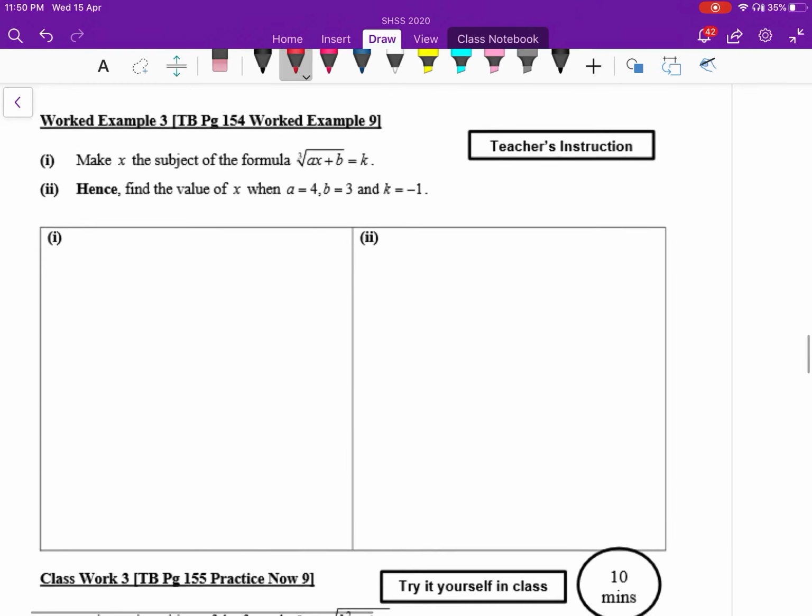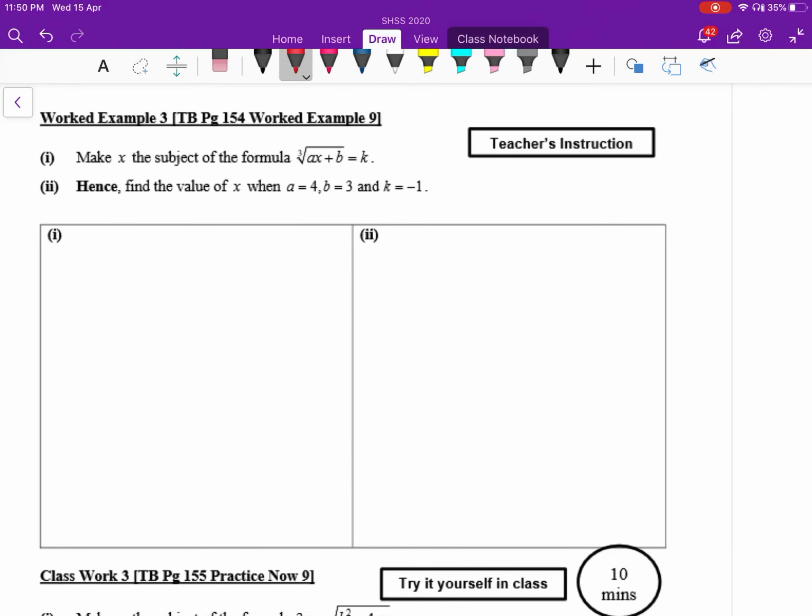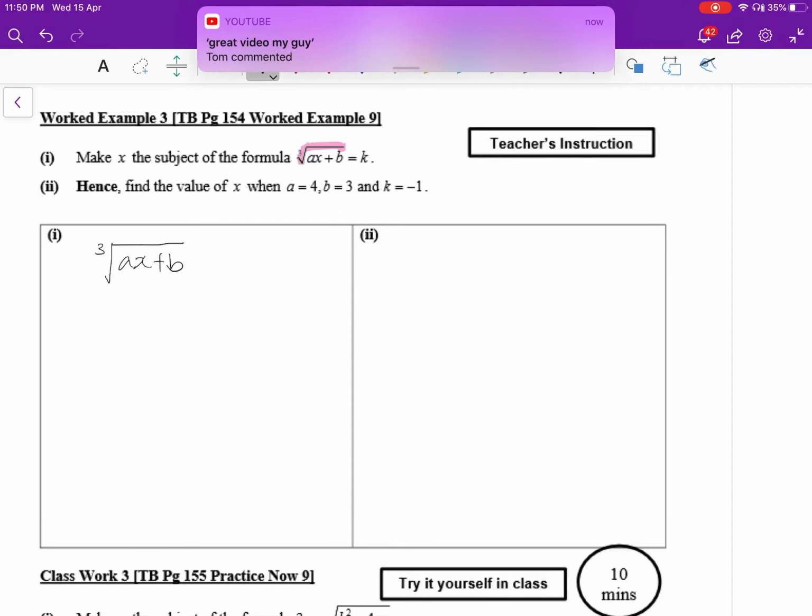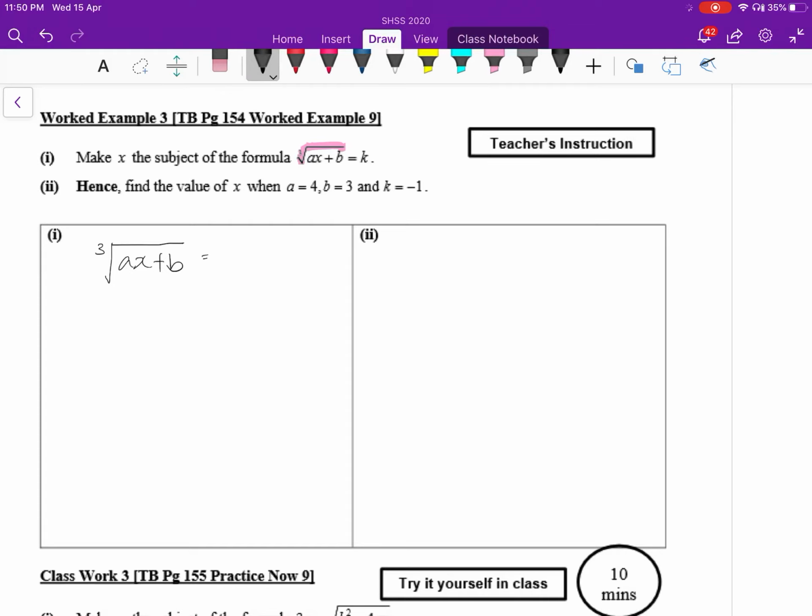Work example 3. The difference between work example 3 and work examples 2 and 1 is this extra thing here called cube root. How are you going to deal with cube root? I'm going to teach you in this work example. Cube root of ax plus b equals k. Now, if you bring over the cube root, the opposite of cube root is cube. So when you bring cube root over, you get ax plus b equals k cubed.